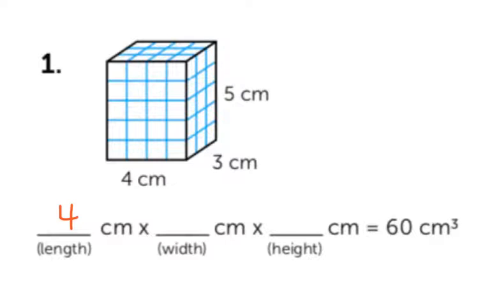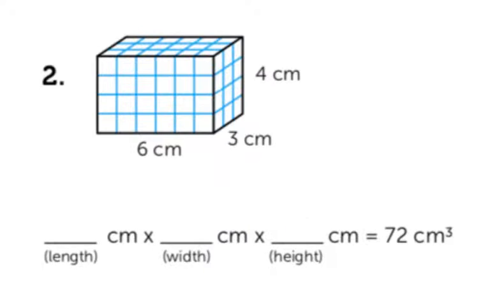Then the width is this distance going back, which is 3. And the height is always how tall your prism is. And here it's 5. So I'll write 5 in here. And so to solve this volume problem, we would do 4 times 3 times 5, which is length times width times height, and that comes out to 60 centimeters cubed, or cubic centimeters.